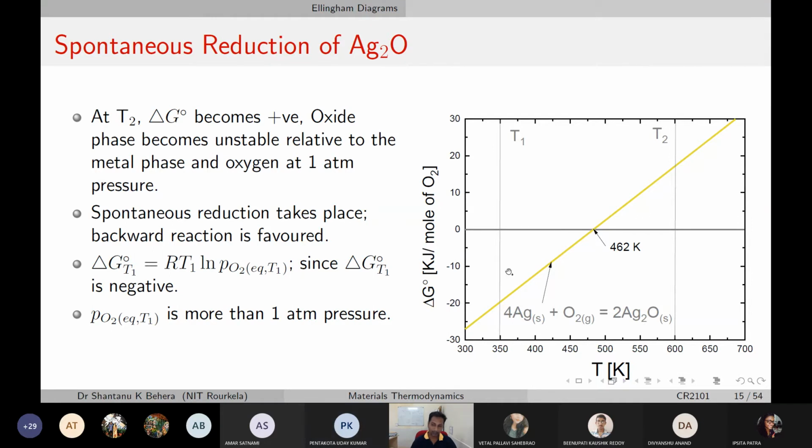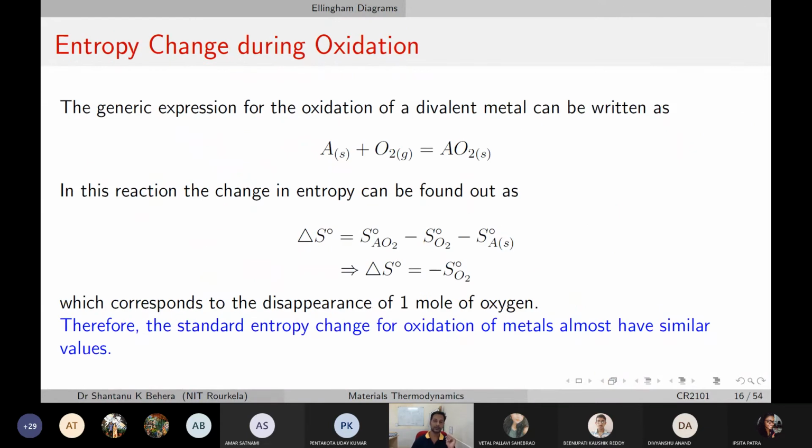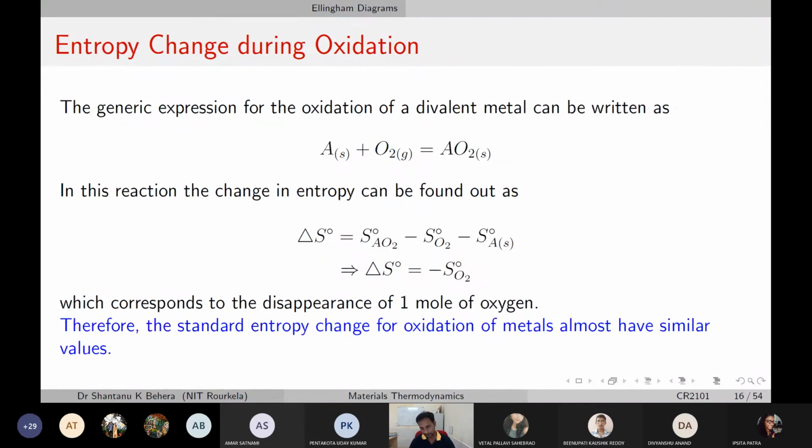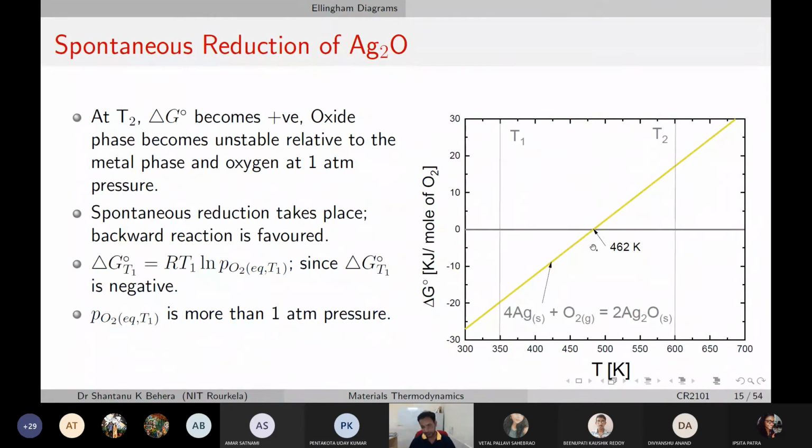So if you go higher, the limiting pressure requirement, this PO2 equilibrium at this temperature, keeps on increasing for the same oxidation curve when you go to higher temperature. Right? Okay, so this we kind of discussed. Now we talked about this curve, and we know that the delta change in entropy for the oxidation of all of these metals is going to be almost parallel to each other. So it makes sense to see how these curves, meaning del G, look.